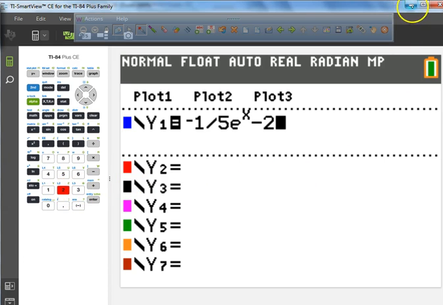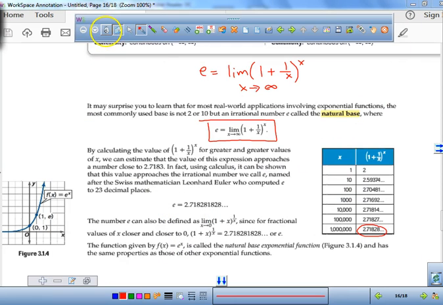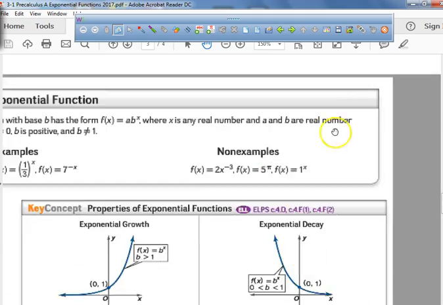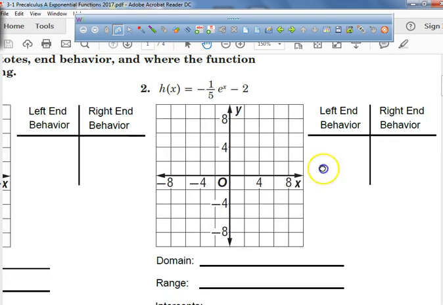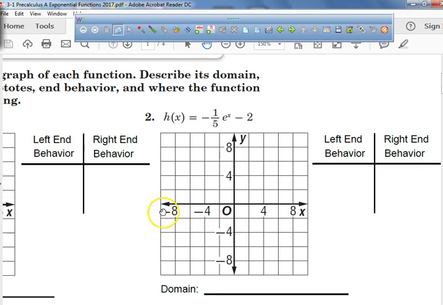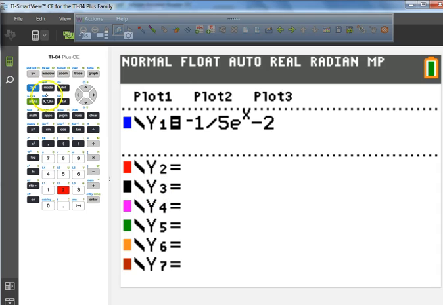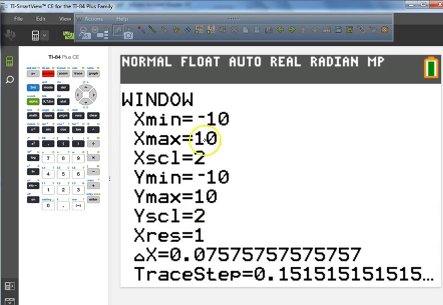Okay? Now, before I hit graph, I want to look at our problems. Let's change our window right now. Our x minimum, I want to put at -10. Our x maximum, +10. And the same thing with the y minimum, the y max. So go to your window setting. Type in -10, +10, make the x scale 2, make the y scale 2. So type that in before you hit graph.